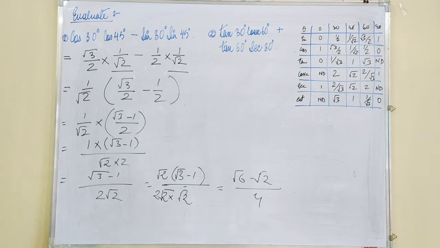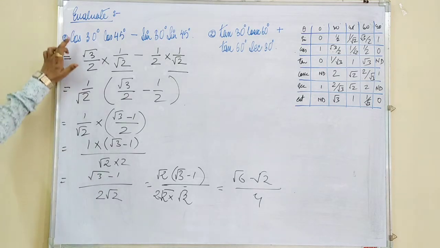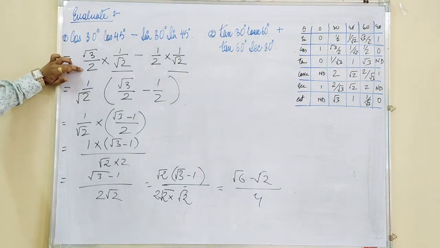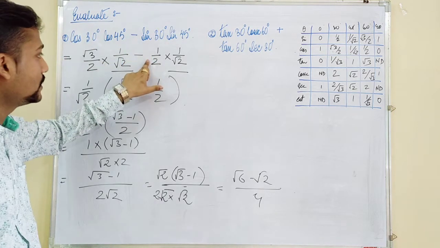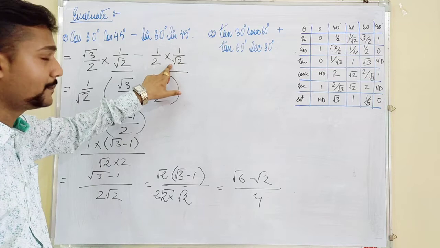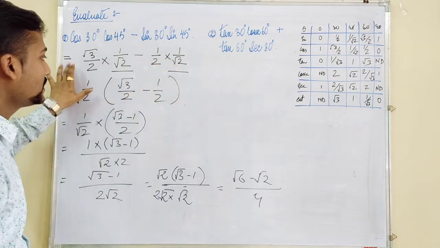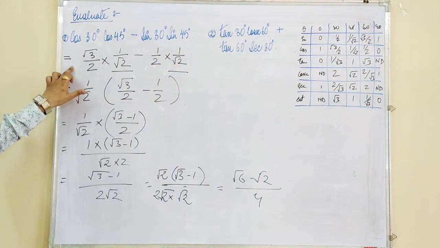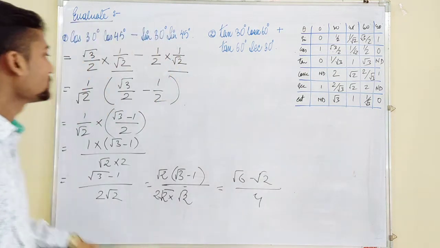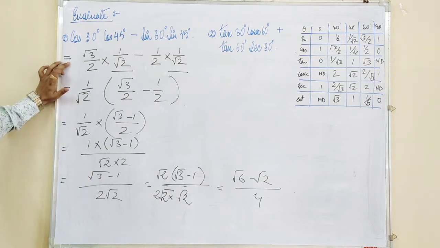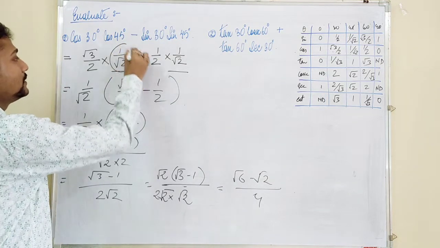Okay. So how have we done it? Once again I repeat. Cos 30 degree is equal to root 3 by 2. Cos 45 is equal to 1 by root 2, minus sin 30 is equal to 1 by 2. Sin 45 is equal to 1 by root 2. This particular value, we will put it from the table that we have constructed. In the initial stage, you will draw the table and you will try to find it out. Okay. Then, if you see carefully, 1 by root 2 and 1 by root 2 both are common, isn't it?